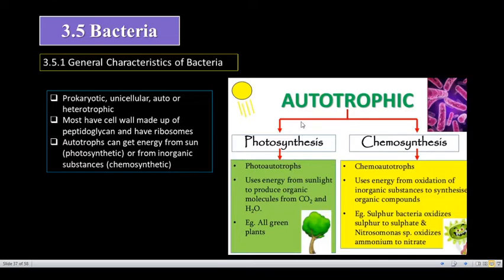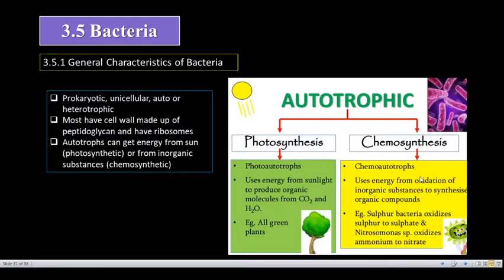So, the first one is photosynthesis. Ang tawag sa mga bacteria that perform photosynthesis is photoautotrophs. These bacteria use energy from the sunlight to produce organic molecules from carbon dioxide and water. So, for example, all your green plants are photosynthetic. Now, there is a second type of autotrophic way to produce energy or food. You call this chemosynthesis, coming from the word chemo, meaning it involves chemical reactions in order to produce energy.